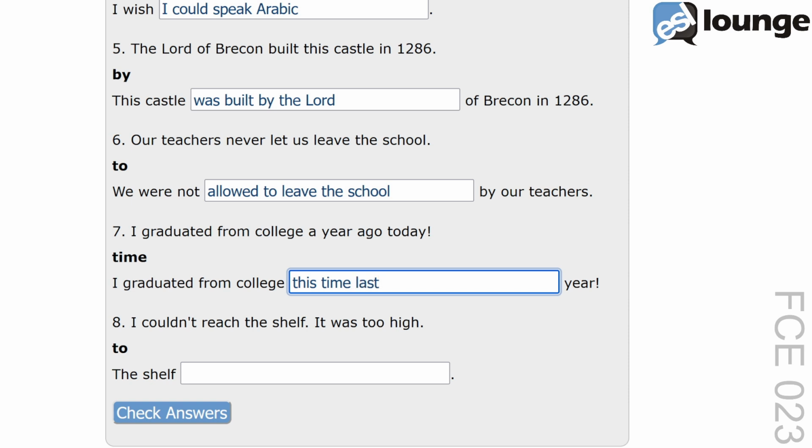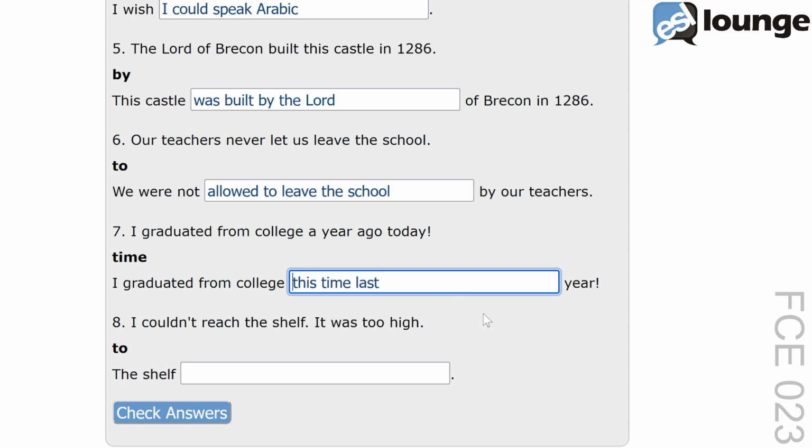This transformation uses a time expression to indicate the specific point in time. This time last year maintains the original meaning of a year ago today. Another example would be, I moved here this time last year. We could also say at this time last year, but this time last year is more commonly used.